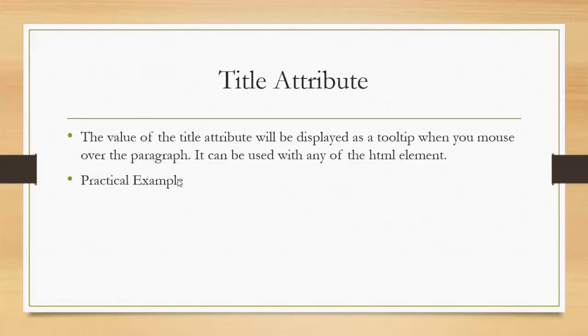Title attribute. The value of the title attribute is displayed as a tooltip when you mouse over some HTML element, any HTML element, for example a paragraph, or it can be a heading also. If you mouse over it, then you will see that message or tooltip. We will do a practical example for this purpose.